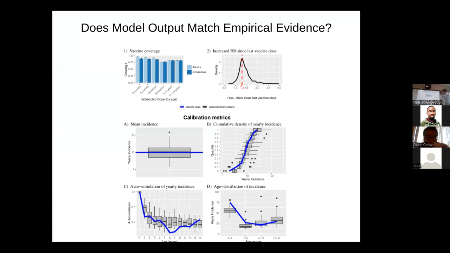And they do that in large part because we can see the consequences of our theory over time or over space or over age groups, et cetera. This was from work done by Wade on pertussis modeling. Here, we're comparing model outcomes with what's actually observed empirically for the same jurisdictions. This is with Alex Doroshenko, Karsten Hempel, Wade. We can look at mean incidence. We can look at cumulative density and yearly incidence. We can look at the risk ratio since last vaccine doses for individuals. We can look at age-based distribution of incidents.